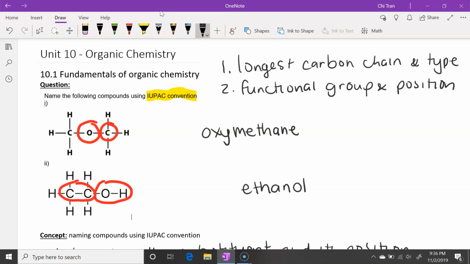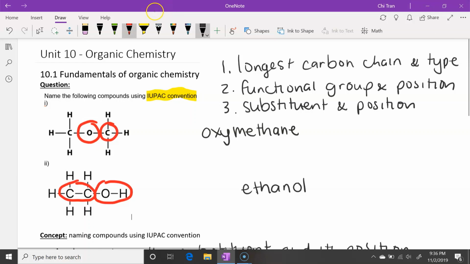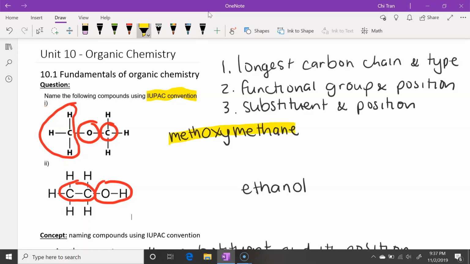The third step is to determine the substituent and its position. So in the first question here is the substituent, and we have a methyl group. And so we just need to simply write meth in front of the name. And then the second question, there's no substituent group, and so ethanol is the final name. So methoxymethane and ethanol is the final answer.